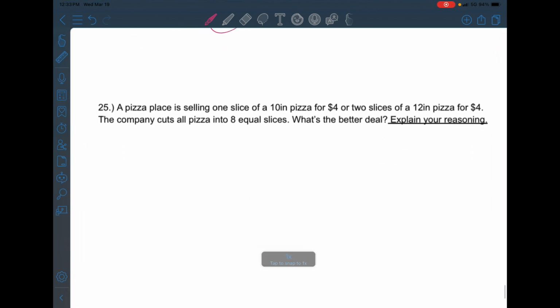For this one, it says a pizza place is selling 1 slice of a 10-inch pizza for $4 and 2 slices of a 12-inch pizza for $4. And the company cuts all pizzas into 8 equal slices. Which one's a better deal? So if we have 1 slice of a 10-inch pizza, that means that my radius is half of that, it's 5. And if it's in 8 equal slices, 360 divided by 8 is 45 degrees.